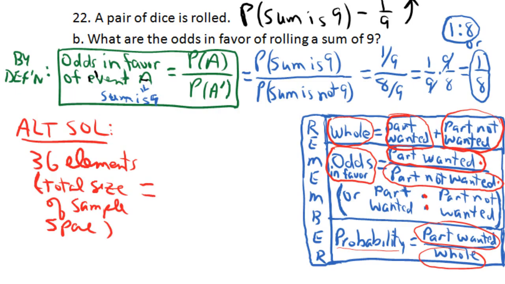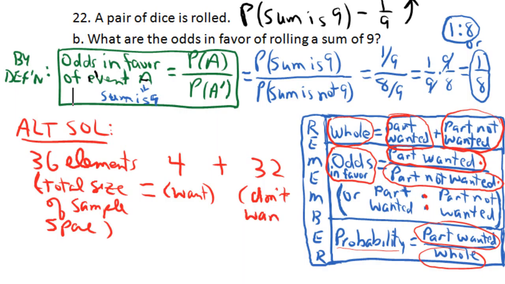And you can break it up into what you want versus what you don't want. Remember that there were 4 rows that would give me a sum of 9. 6, 3, 5, 4, 4, 5, and 6 and 3, 6. So there, if I think of it that way, I can break this up into 4, and then the rest of them, which will be 32. This is the part that I want. I want a sum of 9. This is what I don't want, which is just the rest.